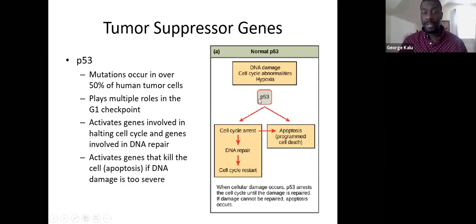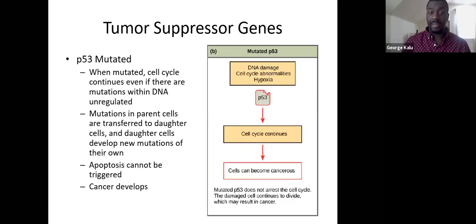So with P53, you have either the cell cycle arresting. When it halts, it allows time for the DNA to get repaired. Once the DNA gets repaired, it continues running through the rest of the cell cycle. Option B is if the DNA damage is too severe, it causes the cell to kill itself, going through apoptosis. That's how P53 should work if it's not mutated.